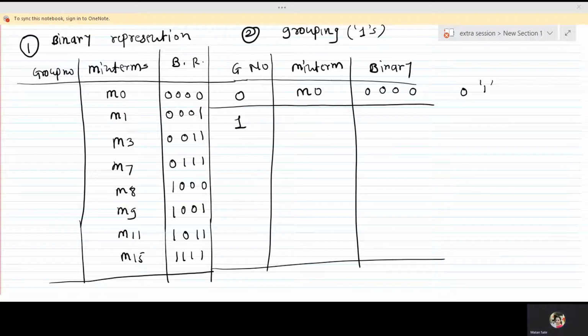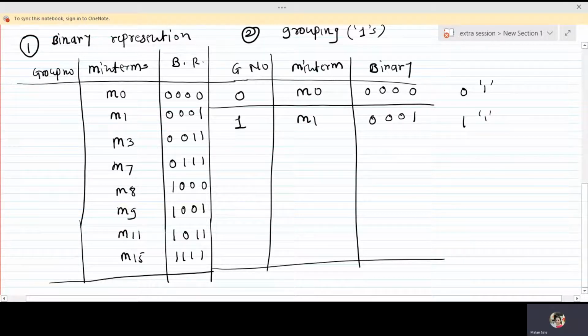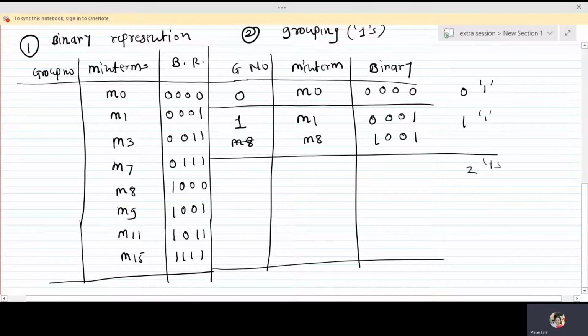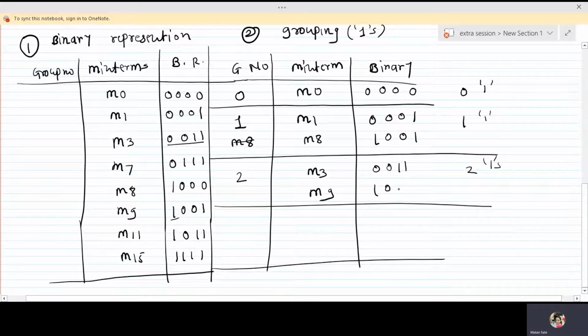Second group, number of ones 1: M1, 0001, then M8, 1000. Now third group, 2 ones: M3, then M9. M3 is 0011, then 1001.